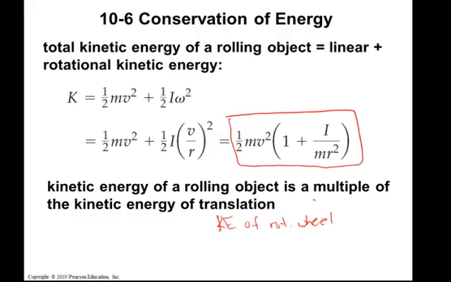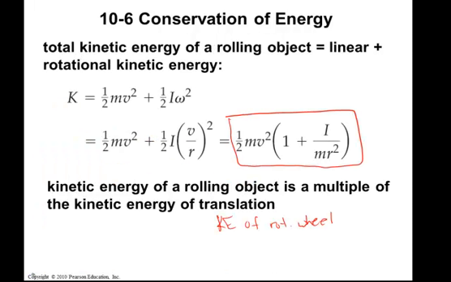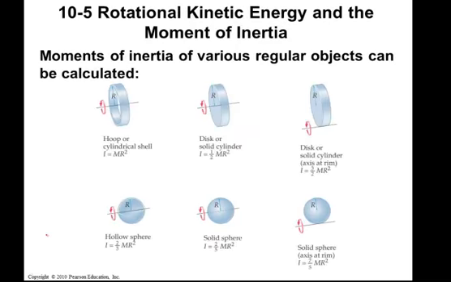And when we talk about inertia, which is our next topic, we have two different objects and we want to know which one will reach the bottom first. So we want to think about in terms of the disk having less rotational inertia. And if we go back to all of our rotational inertias, we can have a disk which is 1/2 mr squared, whereas a hoop is mr squared. So this has 1/2 the rotational inertia, or that moment of inertia.